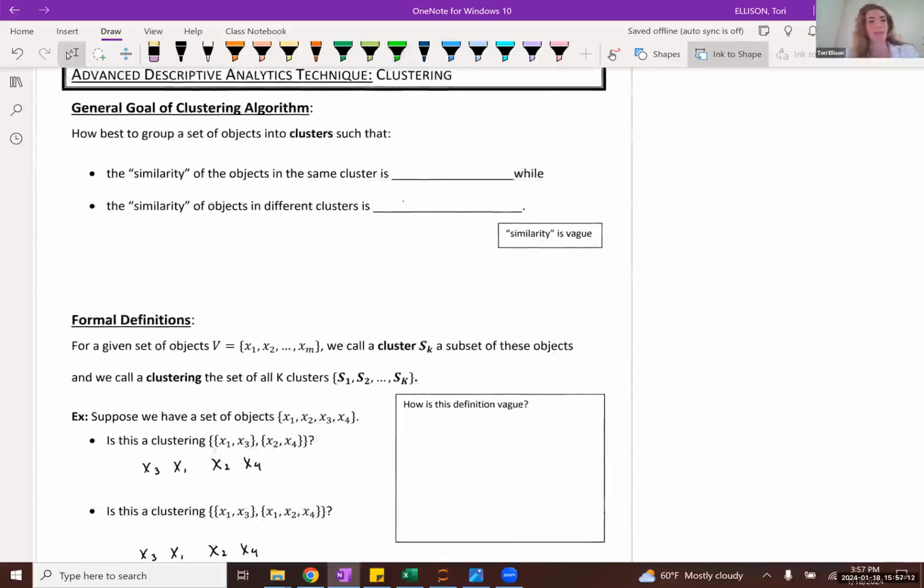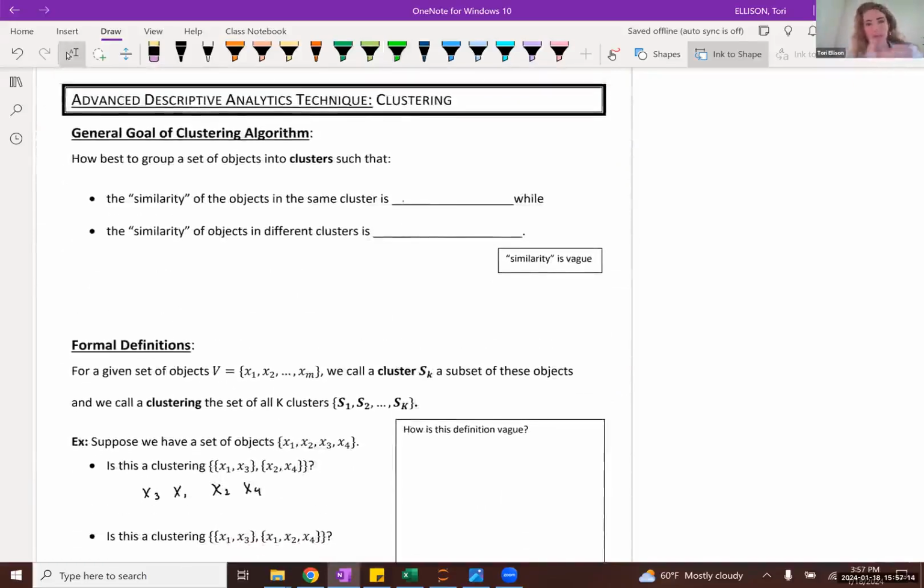So in comes a more advanced descriptive analytic technique: using a clustering algorithm. A clustering algorithm can answer all of those questions for us. I'm going to give you a very general statement of a clustering algorithm because there's a wide variety of different algorithms that exist. Generally speaking, the goal of a clustering algorithm is to group a set of objects into clusters such that the similarity of the objects in the same cluster is maximized, while the similarity of the objects in different clusters is minimized.